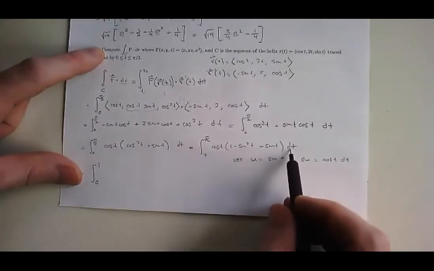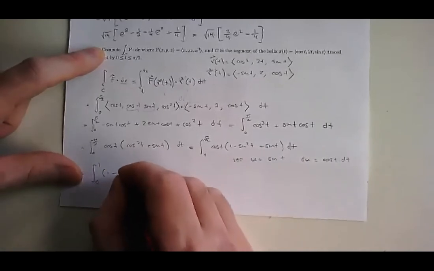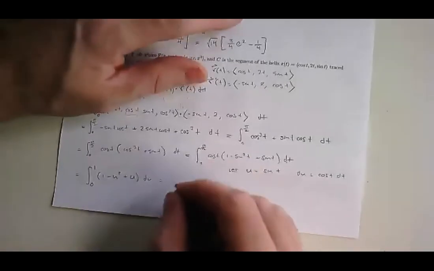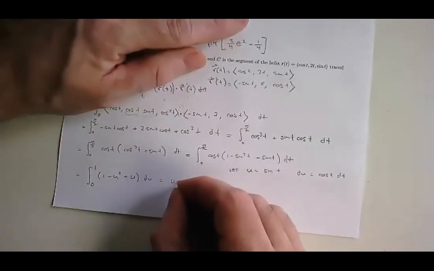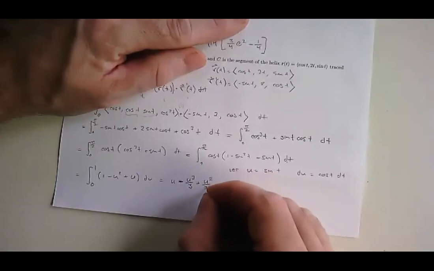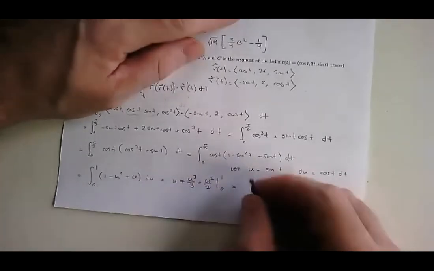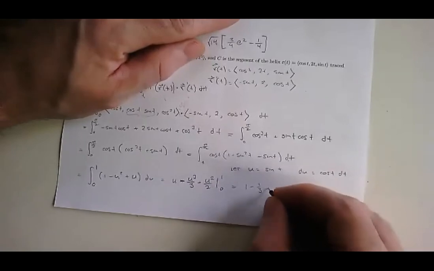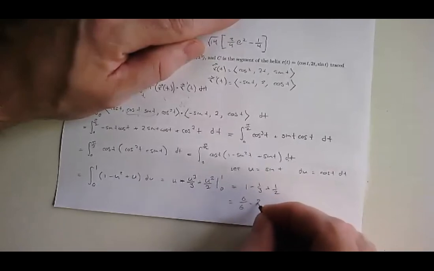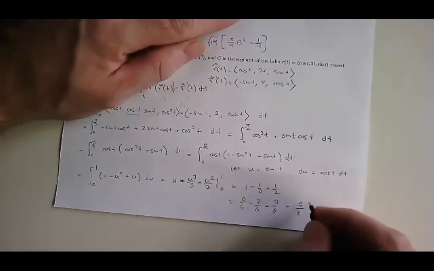And my cosine t dt, that's my du. And so what I have then is the integral of 1 minus u squared plus u du. And that's a pretty easy antiderivative. We get u minus u cubed over 3 plus u squared over 2, evaluated at our endpoints of 1 and 0. And that just gives us 1 minus a third plus 1/2. We can rewrite that in terms of sixths. So 6/6 minus 2/6 plus 3/6. And that should give us 7/6.